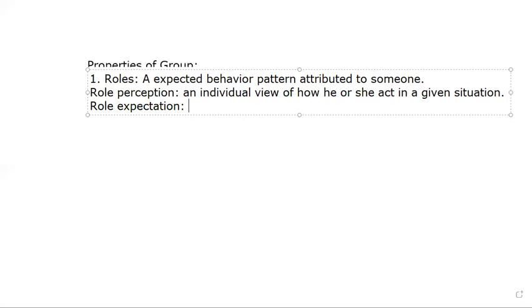This on the basis of that we can say role expectation. Role expectation is how others believe a person should act in a given situation.